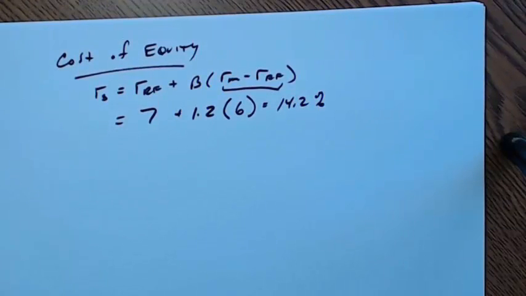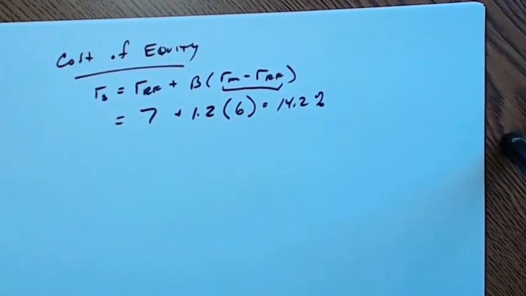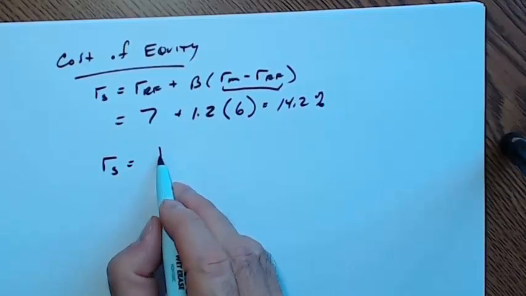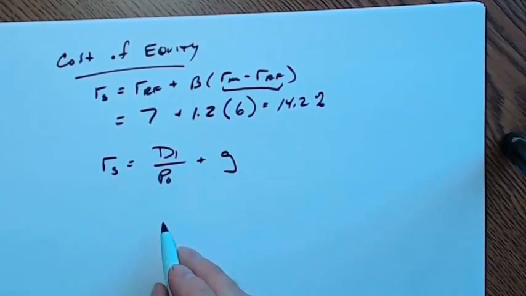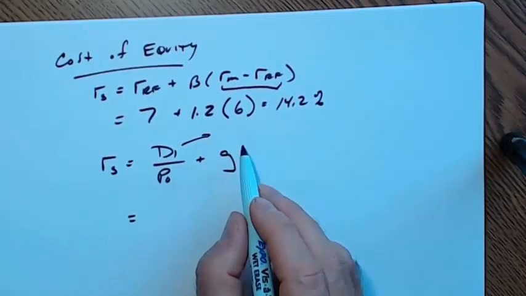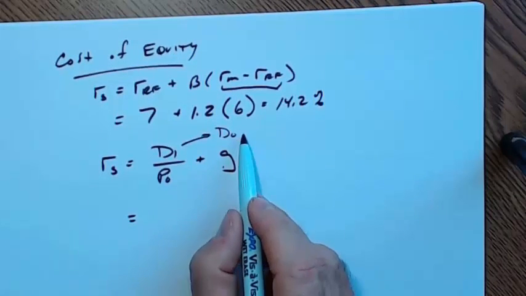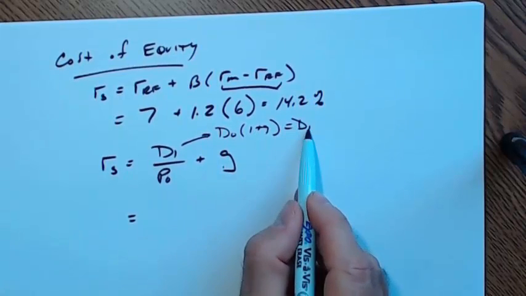Okay. That's one way of calculating it. Let's calculate it the other way. RS equals D1 over price today plus G. And D1, they don't give us D1. They give us D subscript 0, and they give us G. So D subscript 0, just grown, will be D1.